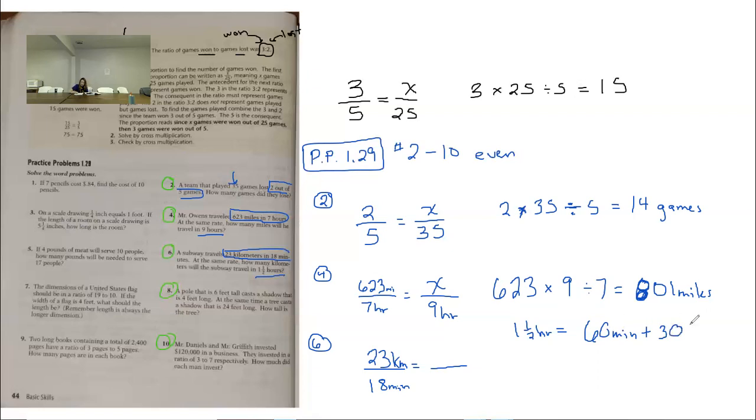There's 60 in our full hour. So we know all together, we're gonna have 90 minutes. So this is what we'll put in our proportion because it has to be the same. Minutes across from minutes. All right, now we are ready to calculate.